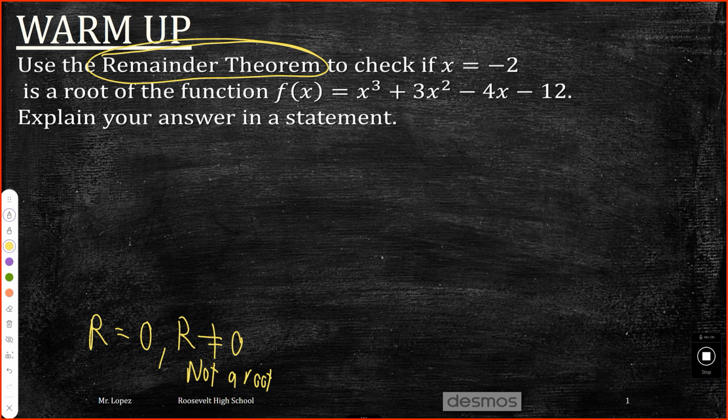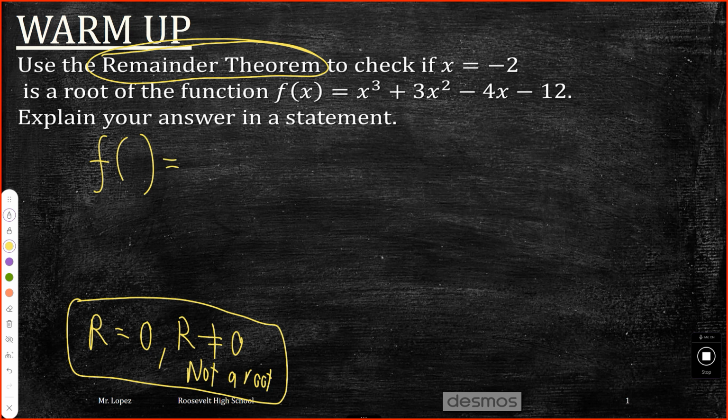So you just want to know what the remainder is. The way we did it was just f of -2. This is asking, is x equal -2 a root? Or if you want to put it in factor form, you would add 2, and it would ask, is x plus 2 a factor?